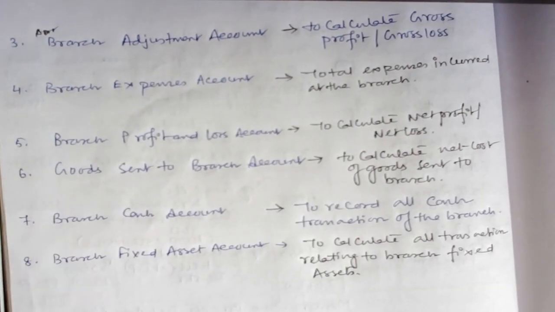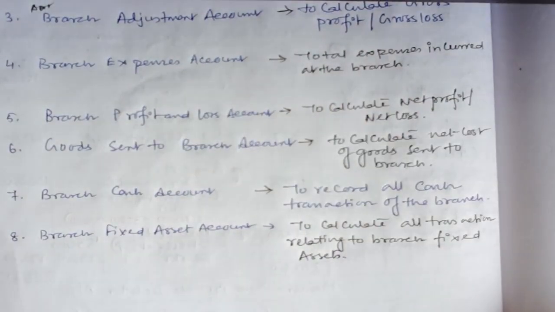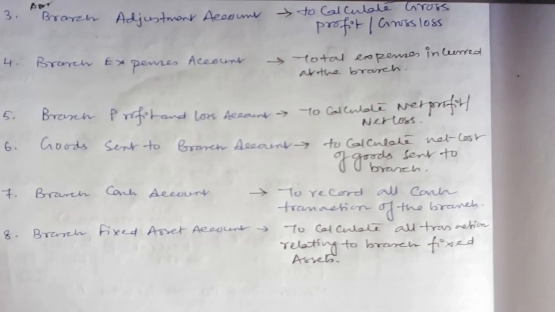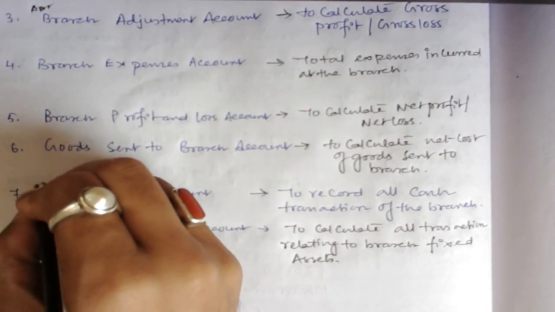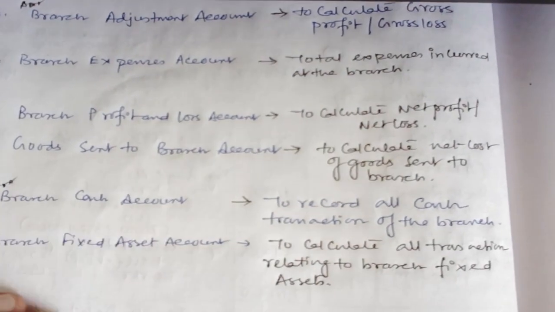So it almost is clear actually. The branch fixed asset account is to calculate all the transactions related to the branch fixed asset. So, sir, completed. Now we need to go through once and try to understand what accounts we have already included or recorded here, and how these help to calculate the things you need in the preparation of the branch account.